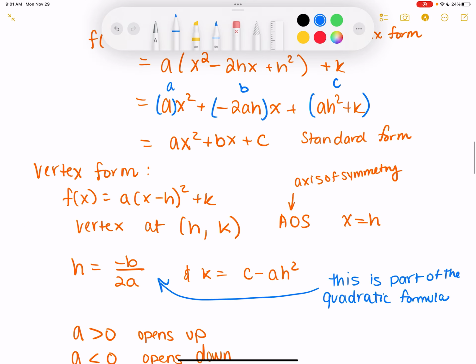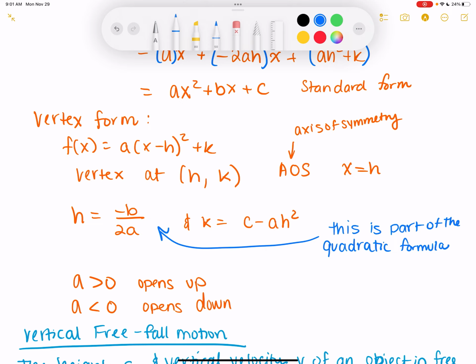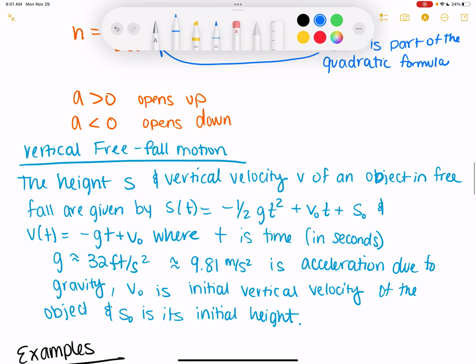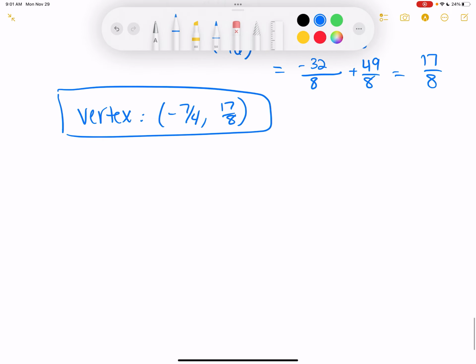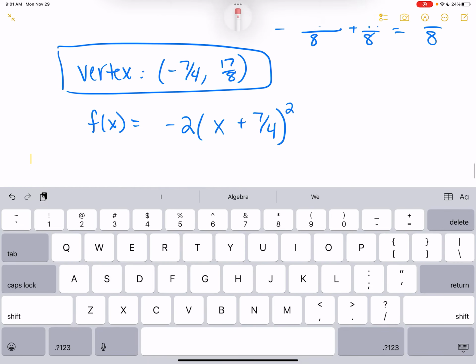Vertex form is a times x minus h squared plus k. So we're going to use the a from our standard form. That's going to stay the same. So x plus 7/4, squared, plus 17/8.